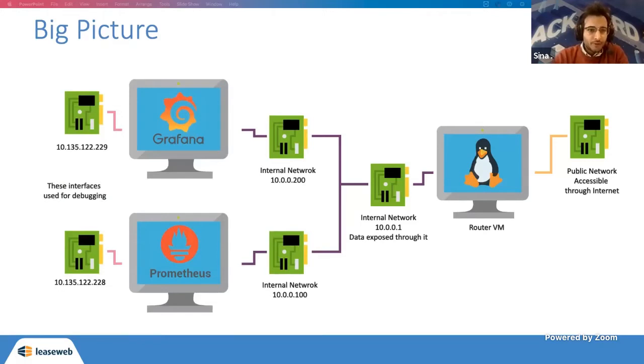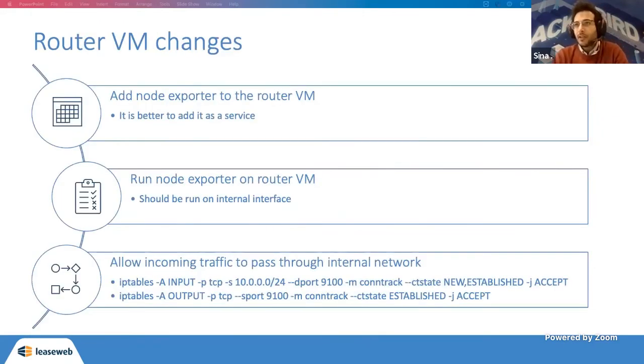These two IPs are just used for the demo. It's nothing to worry about. It's just so I can easily SSH to this VM and get the data. So, long story short, let's see how we did that in a router VM. We installed the default Prometheus node exporter on the router VM. We can later add features or extend it. Then we run it on a specific port and IP on the internal interface of the router VM.